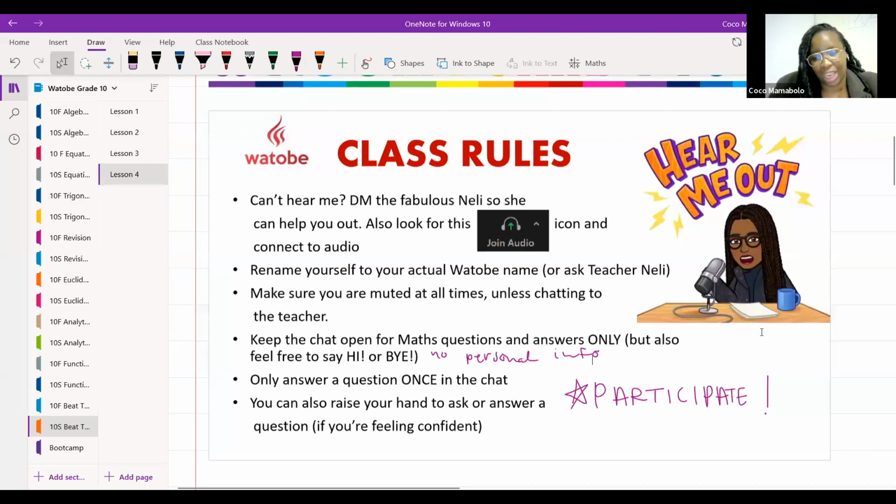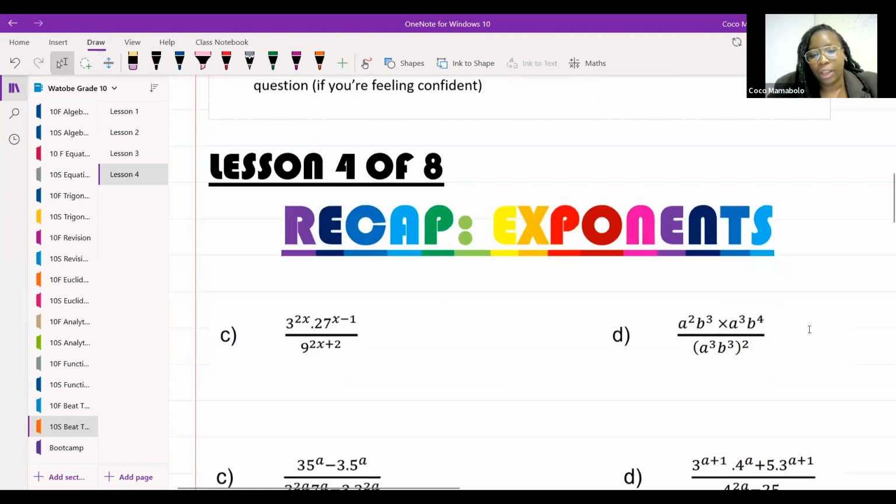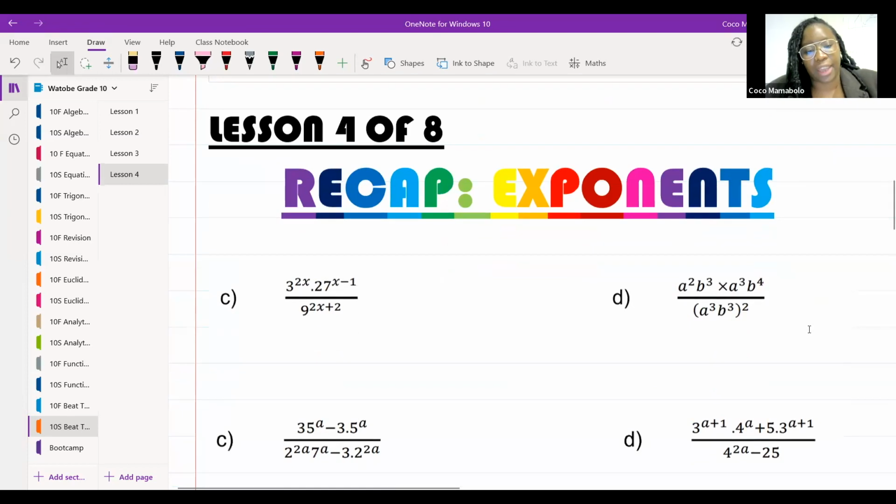what you guys did with Teacher Cat on Monday. Okay, we're going to start with a recap of exponents.